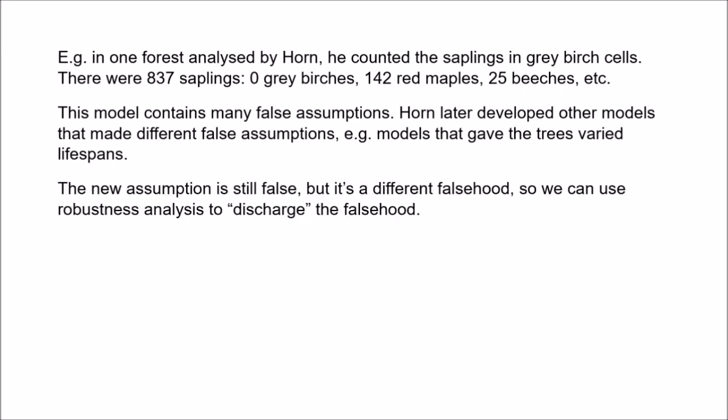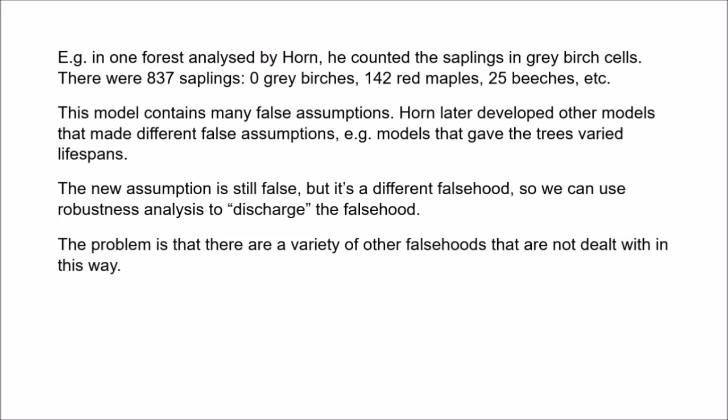So that means we can do this robustness reasoning. We can supposedly show that the assumption about the lifespan of the tree isn't really important to the model. We have a bunch of models, each assuming different lifespans for the individual trees, and each of them is empirically successful. The empirical success of the models must therefore be dependent on other features, not the lifespan idealization. So this kind of works, but the trouble is that there are various other falsehoods that are not dealt with in this kind of way.